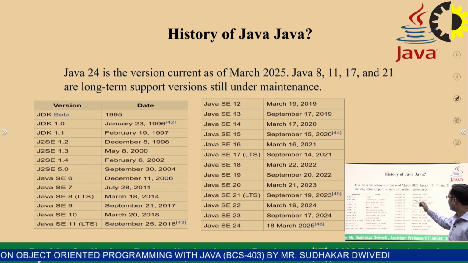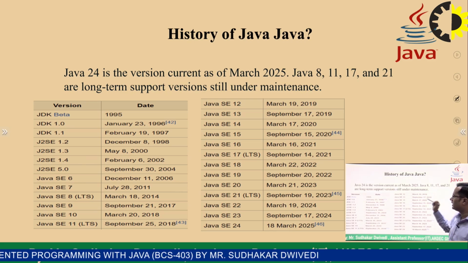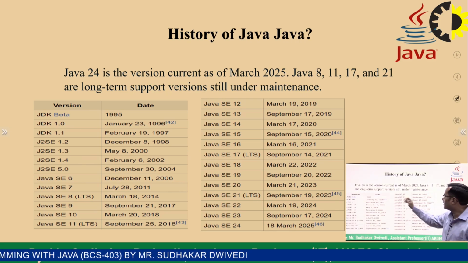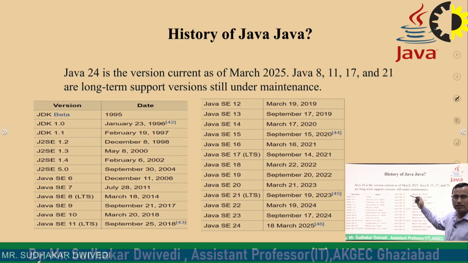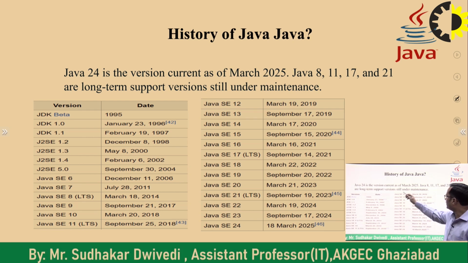Java 8, as we can see, Java 8, 11, 17 and 21 are long-term support. That means they are the LTS versions that are still under maintenance, and still provide maintenance support. So Java 8, 11, 17 and 21 provide long-term support.